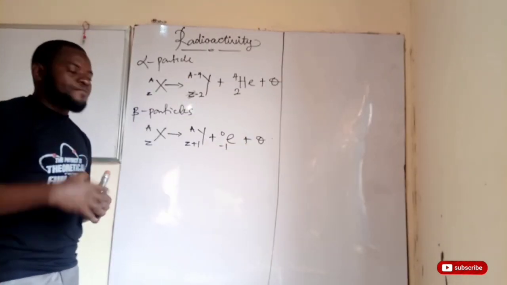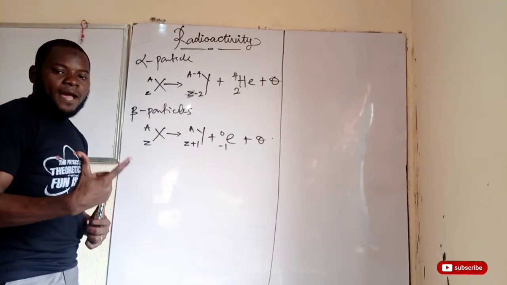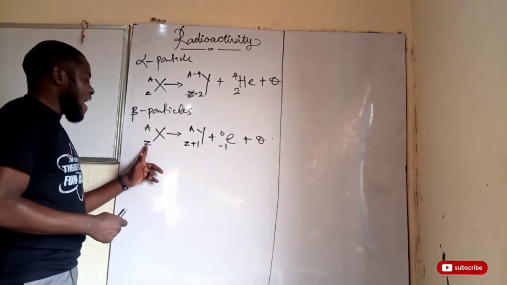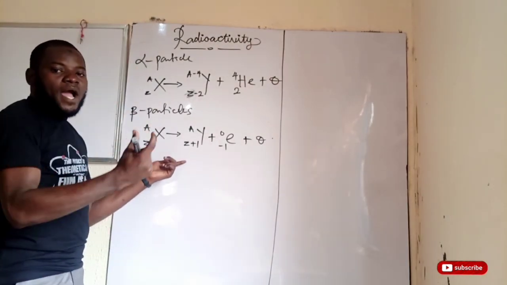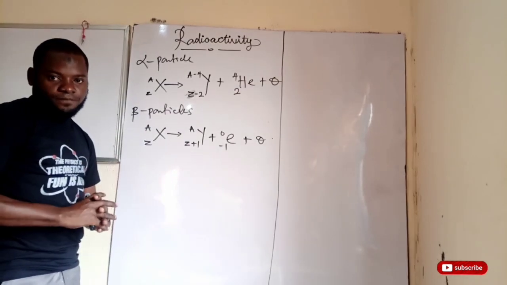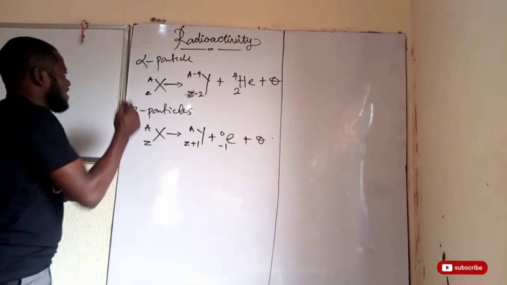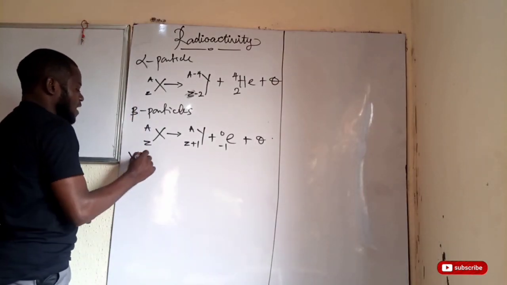This is to tell you that when an element emits a beta particle, the atomic number will increase by 1 and the mass number will remain unchanged. Is that taken now? Okay, if that should be the case, let's go to the next one, which is the gamma particle.